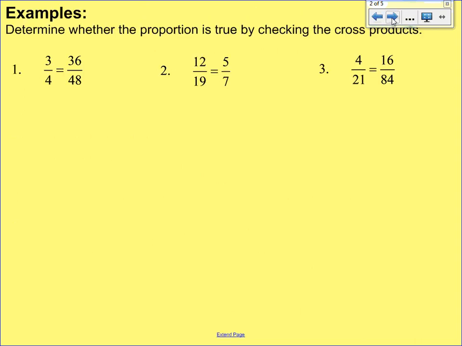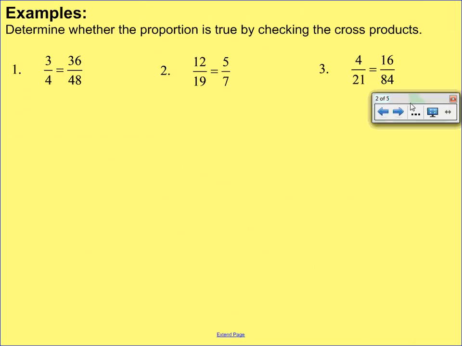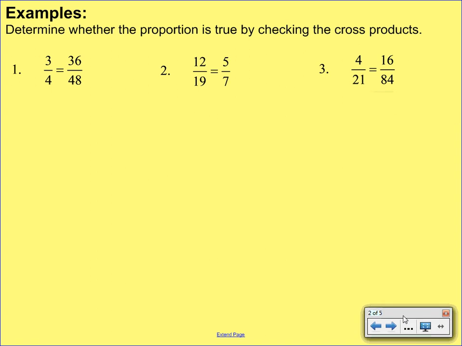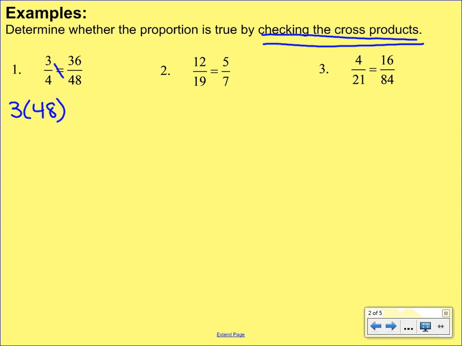All right, so a couple examples here. For these, we're just going to determine if the proportion is true or not. All we have to do here is check the cross products. The first thing we're going to do is just multiply 3 times 48. We're going to put the equal sign, but above it we're going to put a little question mark because we don't know if they're equal yet. We're actually just testing that. So we don't want to say that they're equal before we know that they are. Then we test the other cross product, 4 times 36.